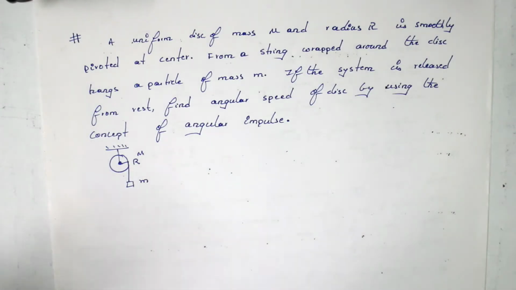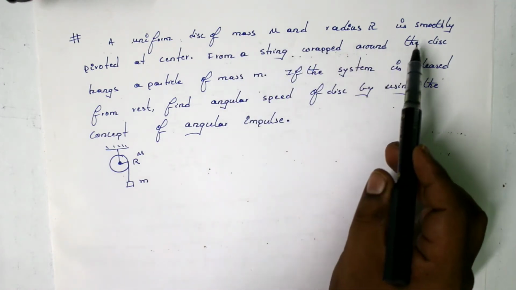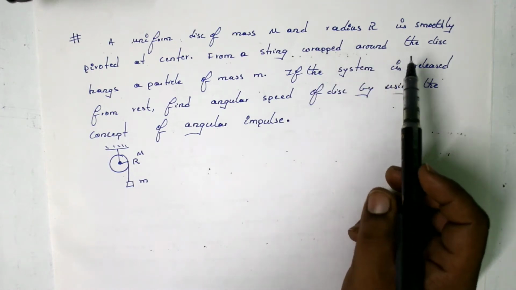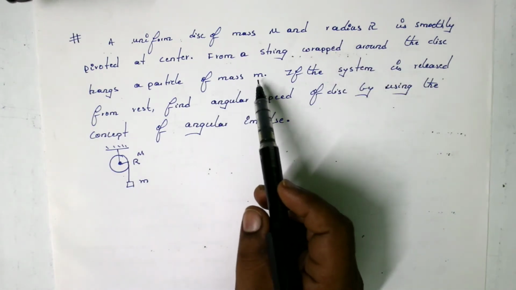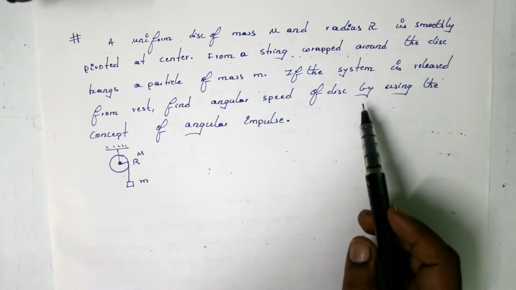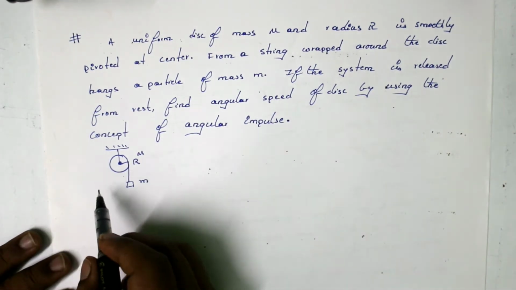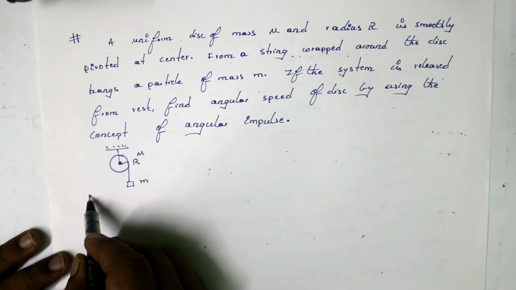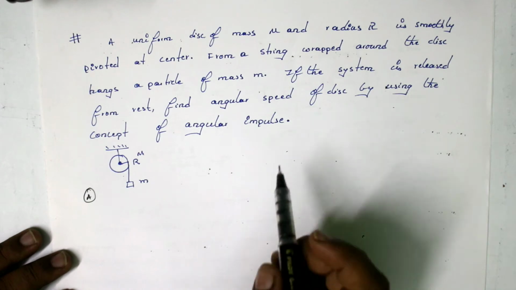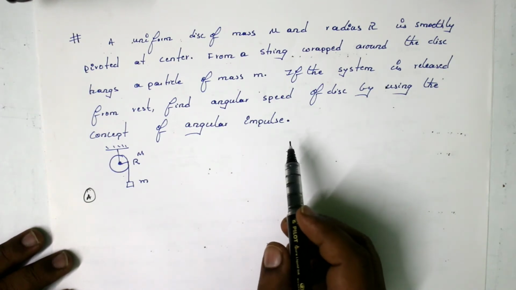Dear students, now let us see this question. A uniform disk of mass m and radius r is smoothly pivoted at the center. From a string wrapped around the disk hangs a particle of mass small m. If the system is released from rest, find the angular speed of the disk by using the concept of angular momentum. We can calculate this in two methods; by using the law of conservation of energy also we can calculate. But here we are trying to calculate angular velocity by using the concept of angular impulse.